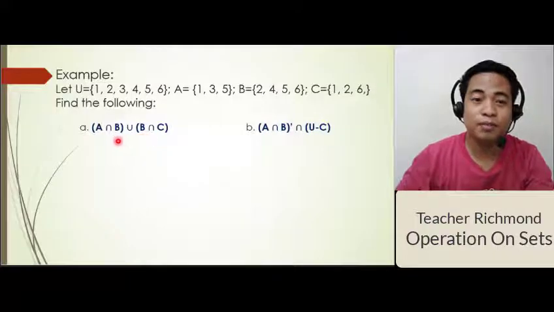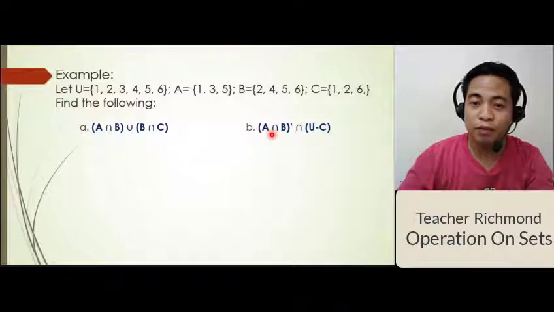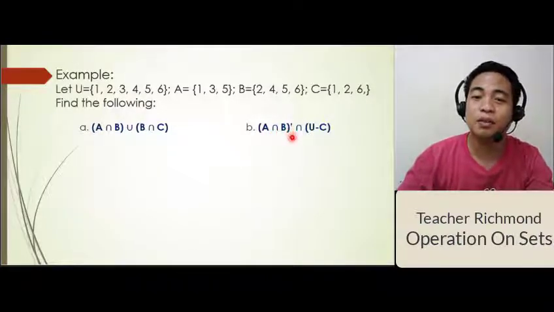We have intersection and union. What about in the second example? How many operations do you see in this example? We have the first one, intersection. We have also the complement. We have also the difference. Therefore, we are using three operations on set in this example.